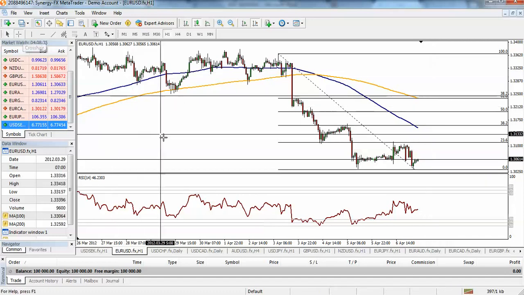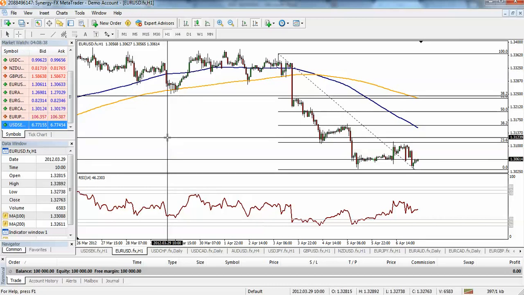And I think that eventually we will push up to those levels, if not to the 50 and maybe even the 62.8 retracement.